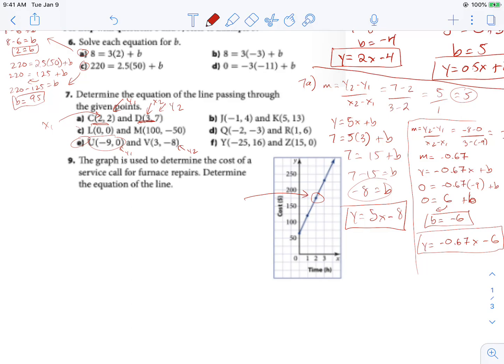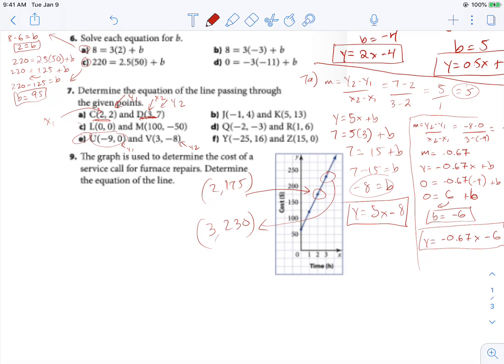This point looks like it is 2 comma, and it looks like it's 175. And then I guess I'm going to pick this point here, and that point looks to be 3 comma, and it's a little bit above 225, so I'll call it 230. Okay, so let's determine the equation of the line.